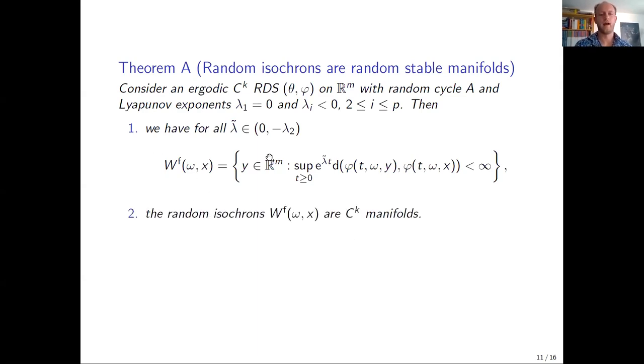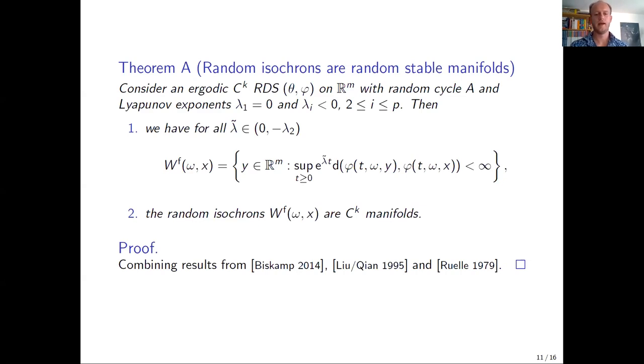stable set. And these are actually C^k manifolds. So we really established quite generally for this problem that for each omega, these random isochrons are manifolds with exponentially fast convergence to the random limit cycle. And this is not really so much innovative work in a sense, but I think still you have to put it together. So there you have to put together some of the random dynamical systems literature to really get this case coherent here.